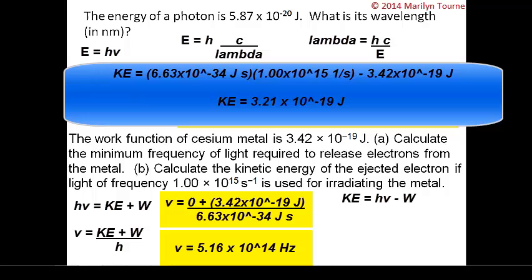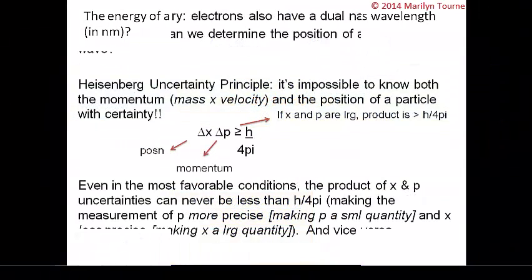So that's the kinetic energy that electron has when you apply a frequency of light that happens to be 1.00 times 10 to the 15th hertz. All right, let's move on.